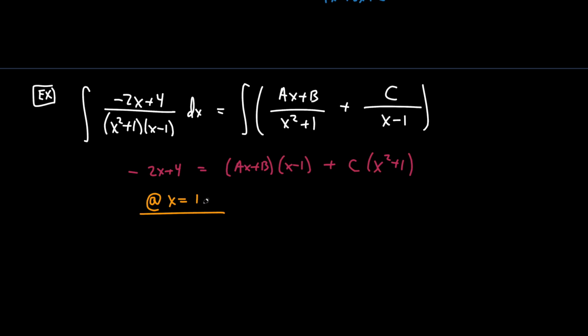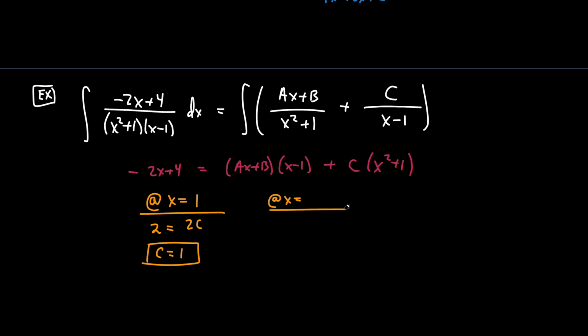So here's what I'm going to do. I'm going to say x is 1. And if x is 1, I get negative 2 plus 4, which is 2 on the left-hand side. On the right-hand side, I said that's gone. I get 1 squared plus 1 is 2, 2 times c. So 2c, c is 1. Cool, okay. So just with the cover-up method, I've already found one of the 3 coefficients that I need really quickly. Now I go again and I think, okay, well, what else could I do?